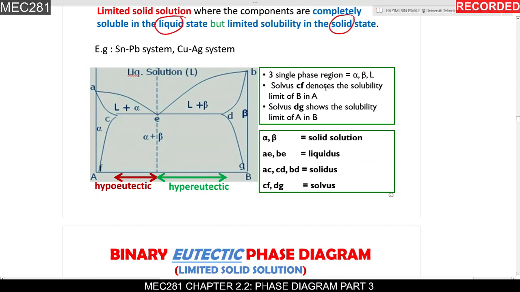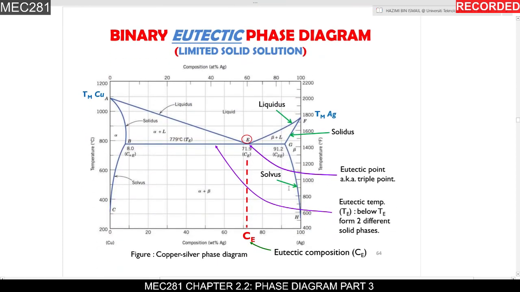Solvus denotes the solubility limit of B in A. So this one is B, this one is A. So there is the limit for the solubility of B, and the solvus in DG here is the solubility of A in B. The solvus in C and F here is the solubility limit of A. So this line refers to what can be mixed in A, and this line refers to A, the limit of A when you mix the solubility in B. Quite confusing, right? It doesn't matter, we can see after this.